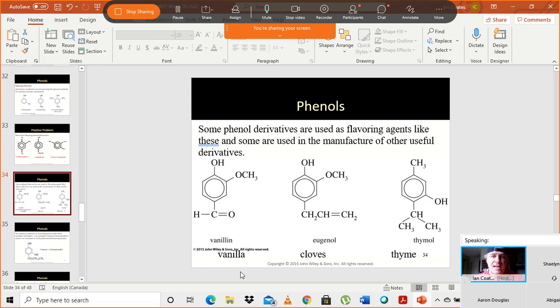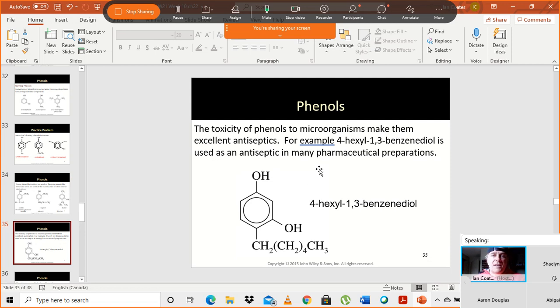But on this slide, vanilla is a phenol. Cloves, that whole smell with cloves, that's a phenol. And here we've even got thyme. It's good smelling stuff. The toxicity of phenol to microorganisms makes them an excellent antiseptic. So here we've got 4-hexyl 1,3-benzenediol. Oh, you're not going to like this one, Shaylin, because everything I just said, these are tough.